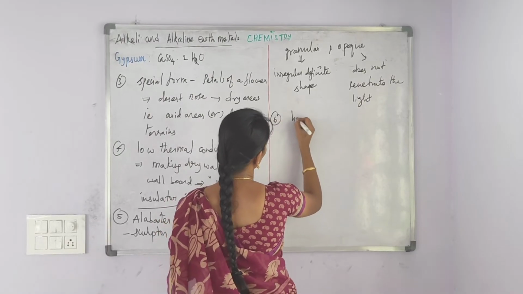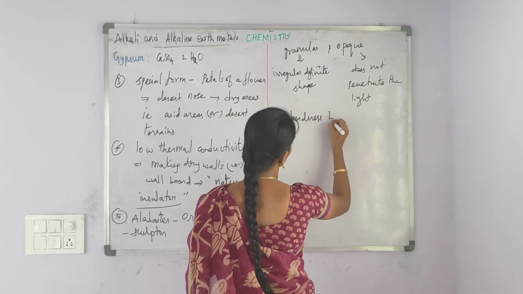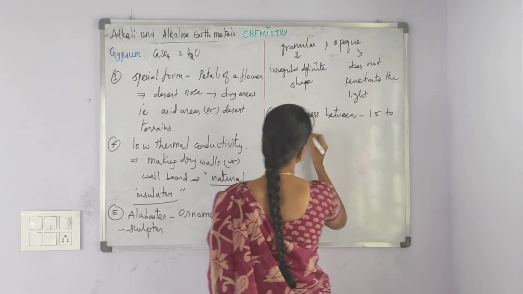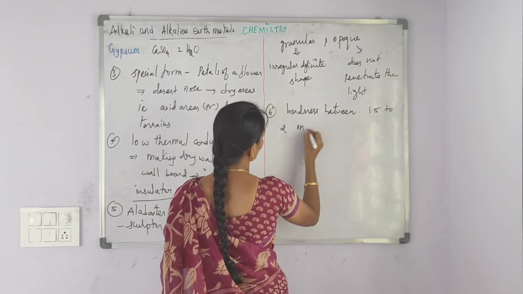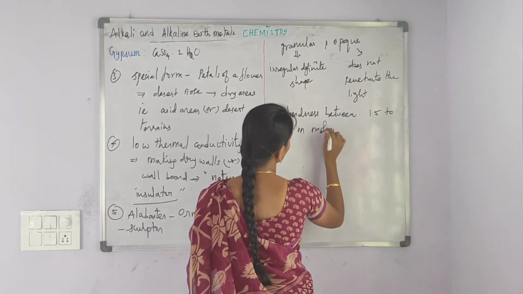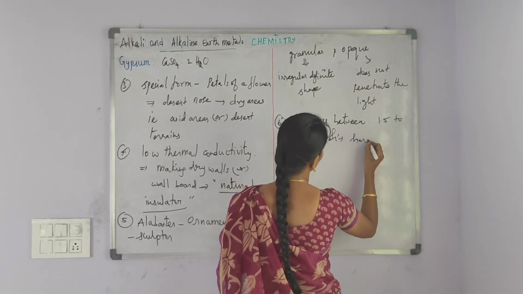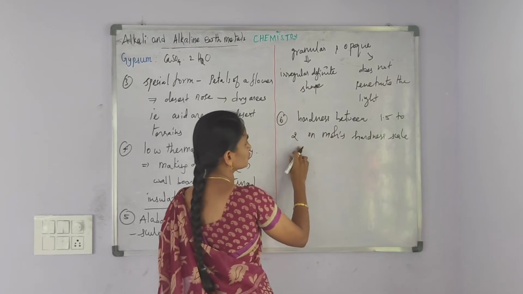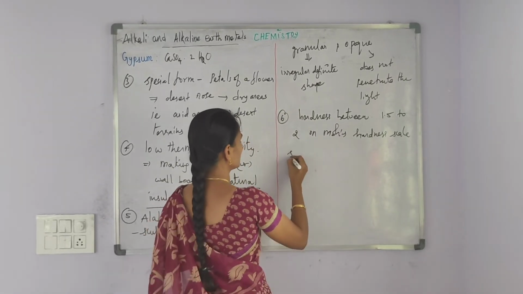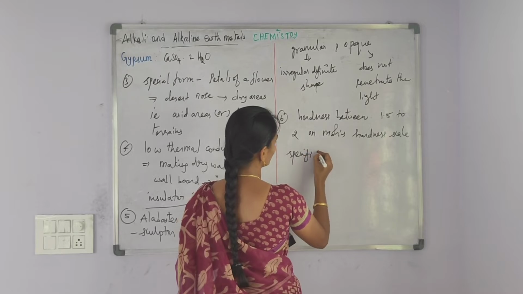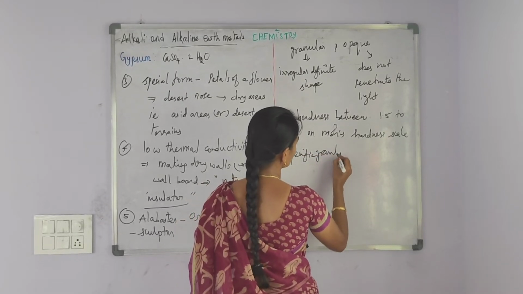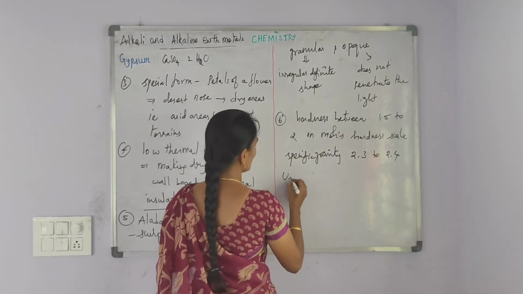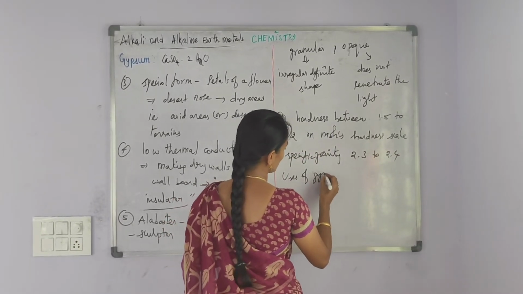And then gypsum has a hardness between 1.5 to 2 on the Mohs hardness scale. The specific gravity of gypsum is 2.3 to 2.4. Our next topic is uses of gypsum.